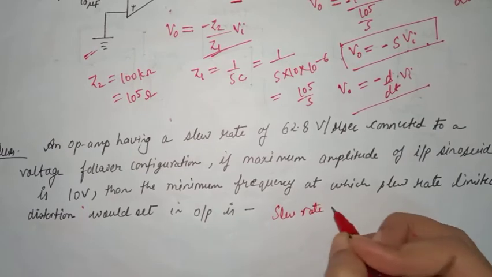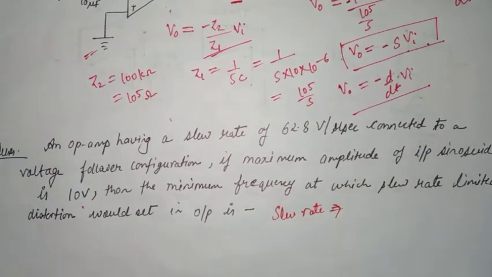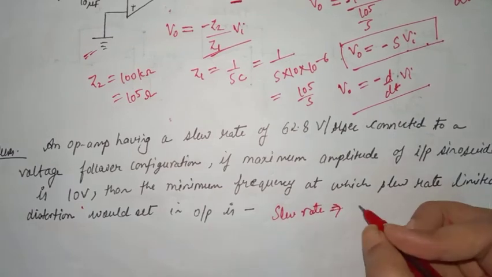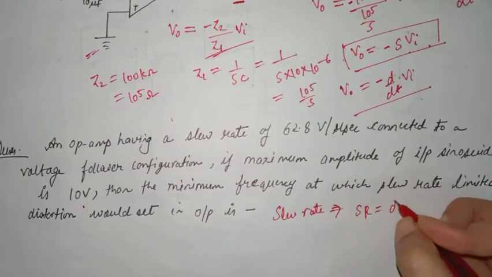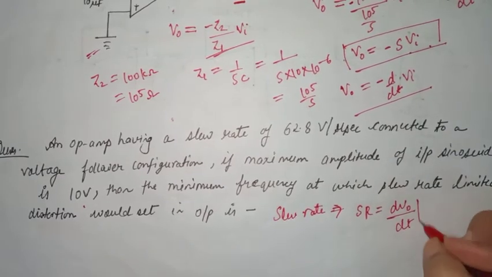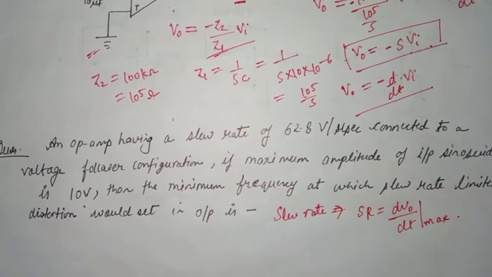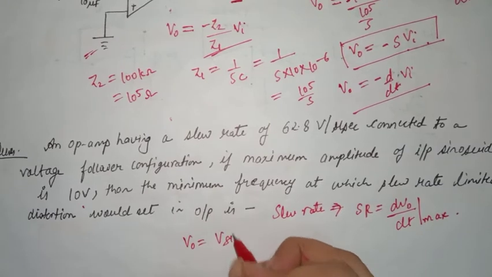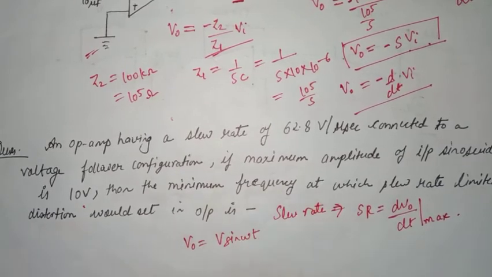rate होता क्या है? It is the maximum change in the output voltage with an abrupt change in the input voltage. मतलब कि हमारा op-amp कितने fast respond कर रहा है, and slew rate is given by dv naught by dt, that is maximum change in output voltage, and it will be maximum. So suppose अगर v naught हमारा क्या है, v sin omega t. So we have to find d by dt of v naught.